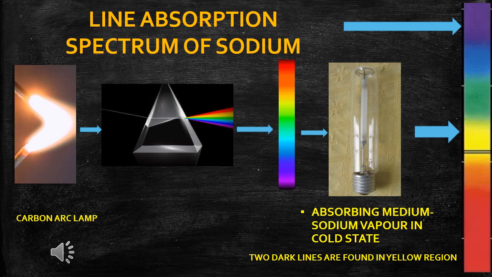Sodium atoms in cold state will absorb the 2 wavelengths of yellow. After absorption, on the screen you can see 2 dark lines in the continuous emission spectrum. Since the 2 dark lines are present on the continuous emission spectrum, this is called the line absorption spectrum of sodium.